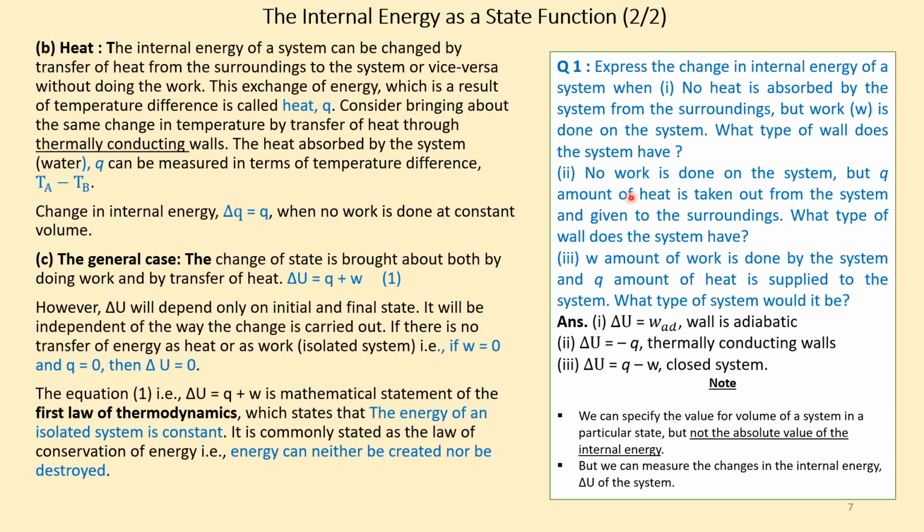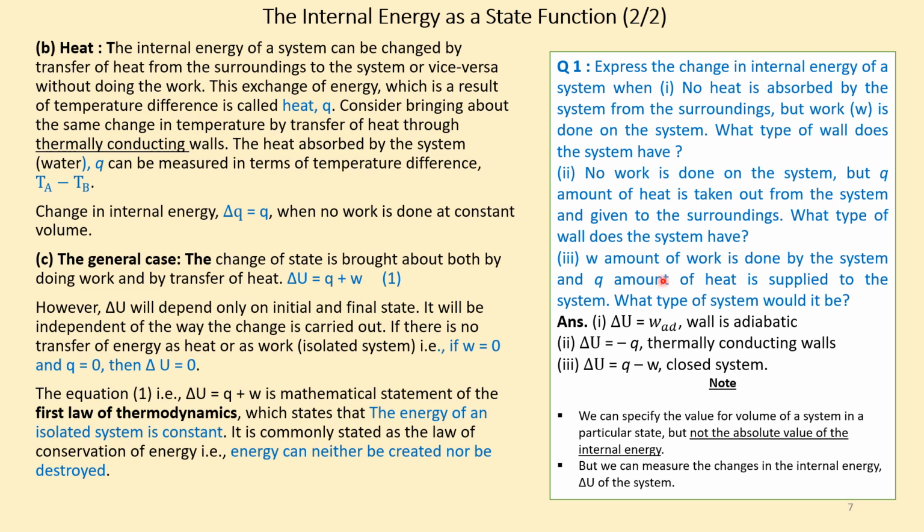Part 2 is no work is done on the system, but Q amount of heat is taken out from the system and given to the surrounding. What type of wall does the system have? So for part 2, we know that the heat is taken out from the system. So it is minus Q. Delta U is equal to minus Q. This is thermally conducting walls like copper or aluminum, etc.